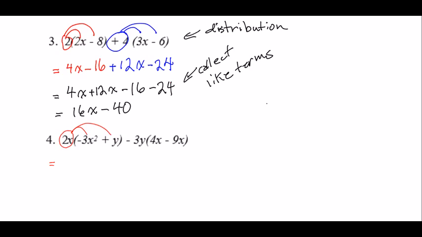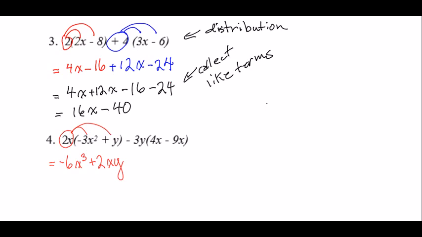So now we get 2x times negative 3x squared. So 2 times negative 3 gives us negative 6. And then x times x squared gives us x cubed. 2 times 1 is, well, it's plus 2xy. Now, don't write it as yx or anything like that. Just remember that when you have an x and a y, write them in alphabetical order. Okay? That makes your life easier. So now let's do the next one.